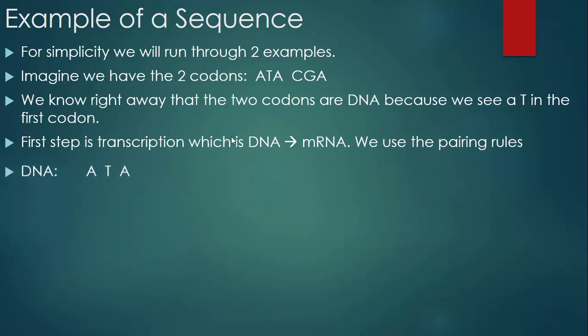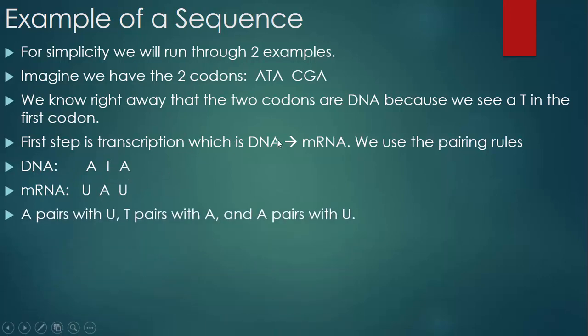We have to use those pairing rules. So we have ATA. What does A pair with? I know that A is going to pair with U. I know T is going to pair with A, and I know A is going to pair with U. So mRNA will make a copy of ATA, and it makes those complementary bases. That's how we get UAU.